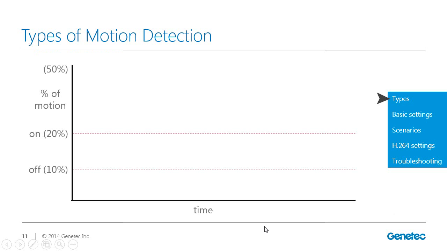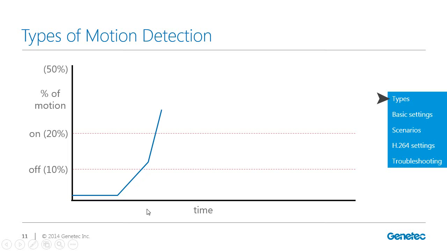So looking at our scene here, we normally have very little or no motion at all, and our current state is motion off. If we get a little more motion in the scene, we pass the motion off threshold, but since our state is already off, nothing really is going to happen here.